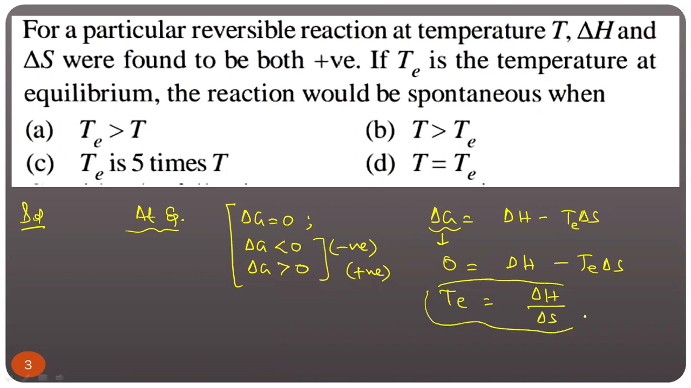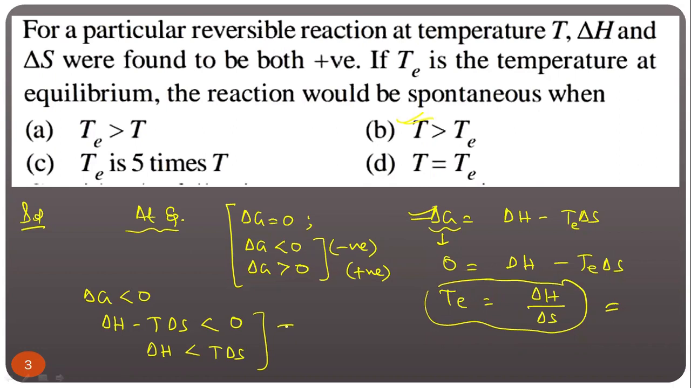Now they are asking what will be the relation between this T and the equilibrium temperature if the reaction is spontaneous. So we know if the reaction is spontaneous, delta G is less than 0, meaning delta H minus T delta S is less than 0. Am I right? Because delta G is equal to delta H minus T delta S. So what we are getting is delta H is less than T delta S.